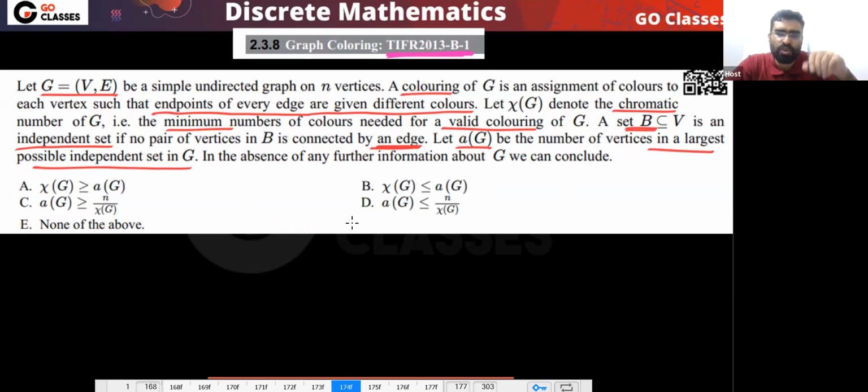Can you see this question is so well framed? We love this type of question. Every piece of information is given: chromatic number, coloring, independent set, independence number, so there is no ambiguity. This is a very beautiful question. And you will find this type of question in the test series also, GATEOverflow and goclass combined test series.